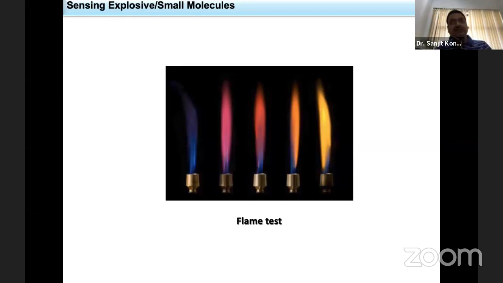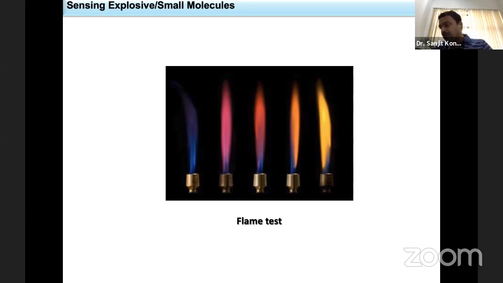Because when you burn it, first you add HCl so that it forms a chloride salt, which is easily evaporable. Now when you burn it in a flame, the electrons from the inner orbital go to excited states, and then they come back to the ground state. In the process, they release energy. For each metal, the energy gap between the excited and lower orbital is distinct and different. So they emit a particular wavelength and you see different colors.